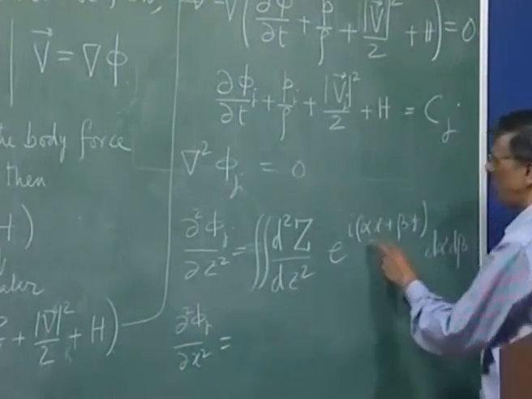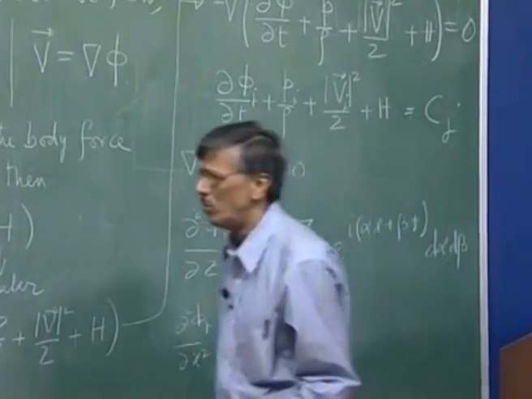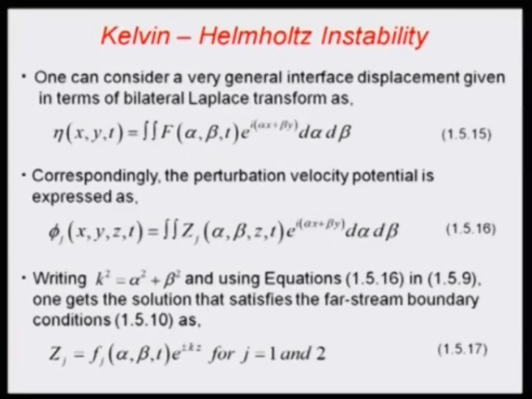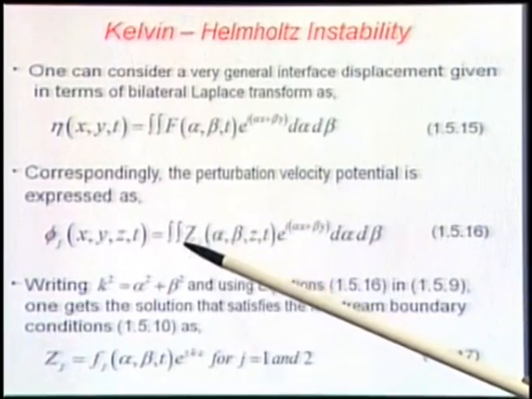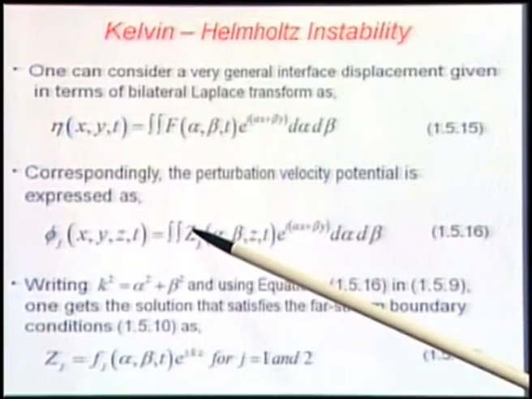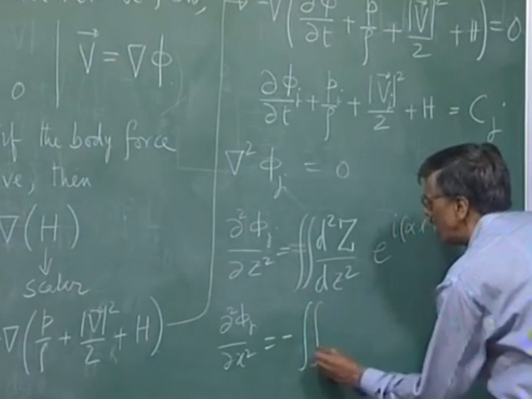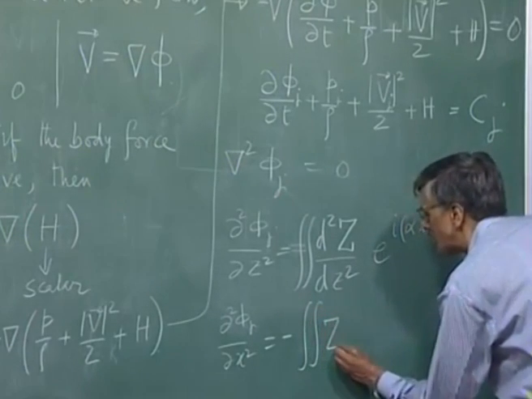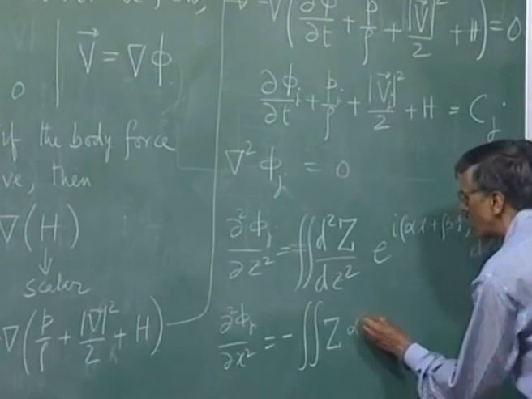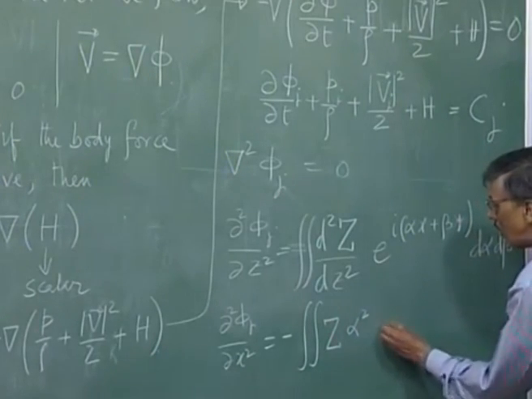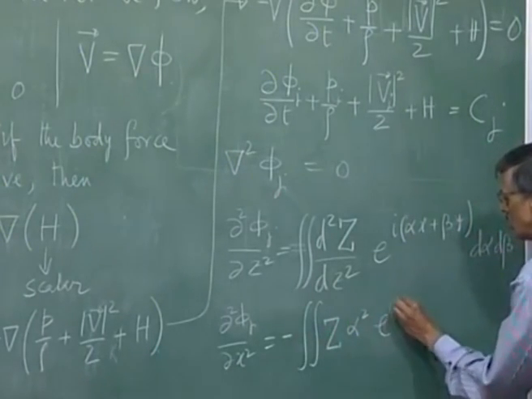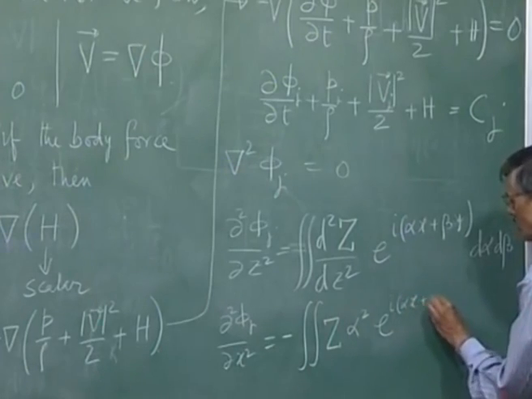If I differentiate that with respect to x, I will get i alpha for the first derivative. If I do the second derivative, it will be i alpha whole squared, so that I will get as minus alpha squared. So, we are going to get a minus sign, and then I will have this capital Z times alpha squared. The minus sign has been put outside, so there is no confusion.